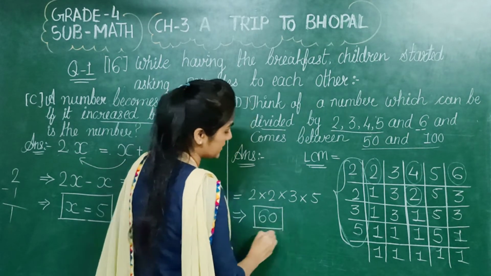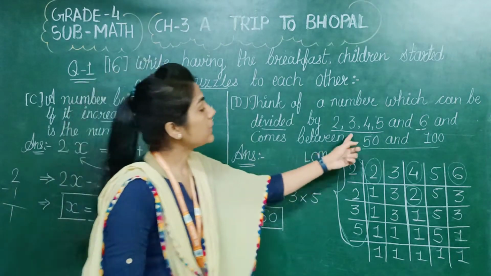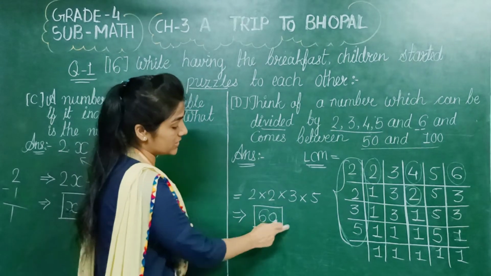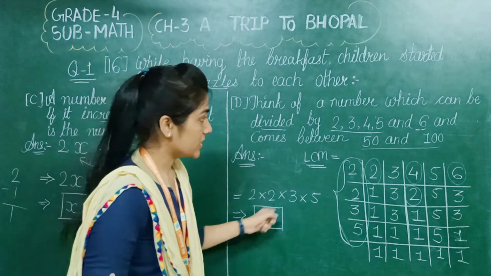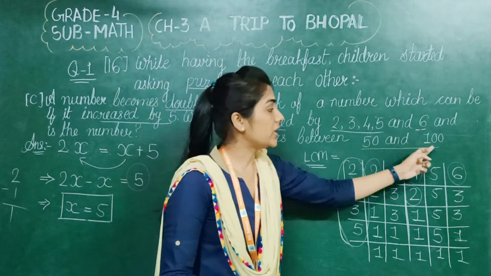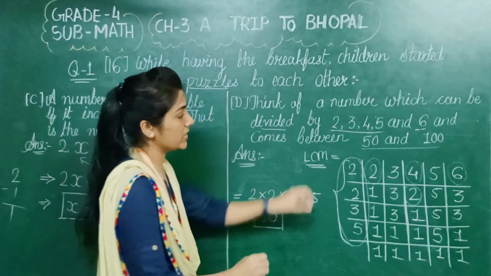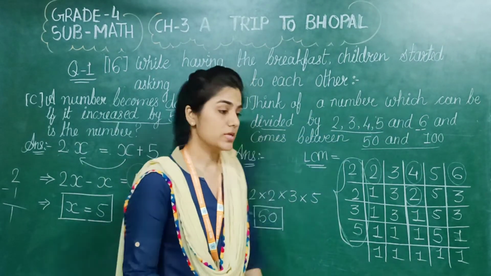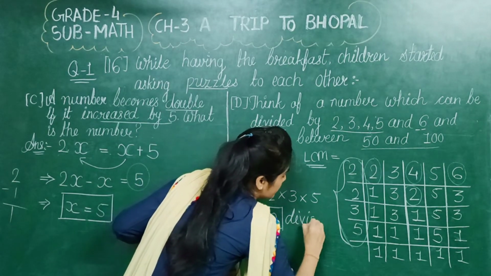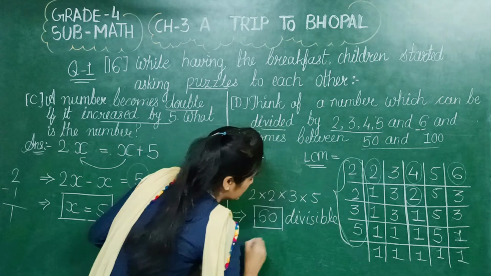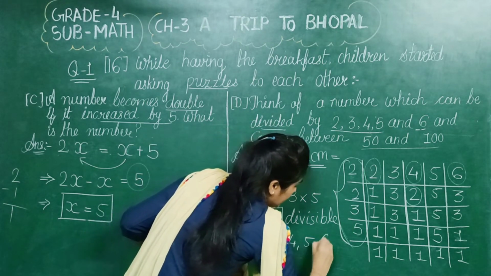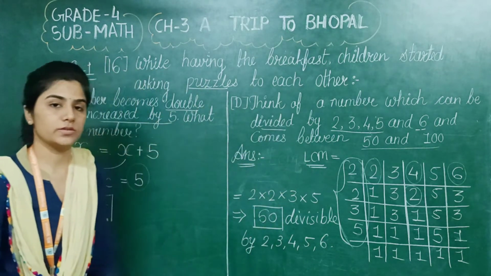What is the meaning of this answer? That means between 50 and 100, only 60 is the number which is divisible by 2, 3, 4, 5 and 6. So 60 is your answer. We can write it this way: 60 is divisible by 2, 3, 4, 5 and 6. This is your answer, E.